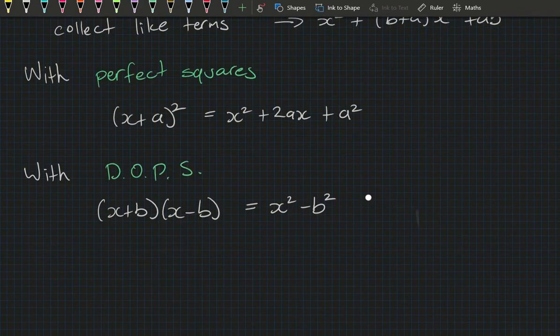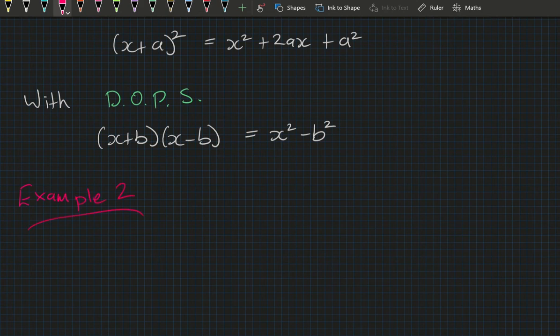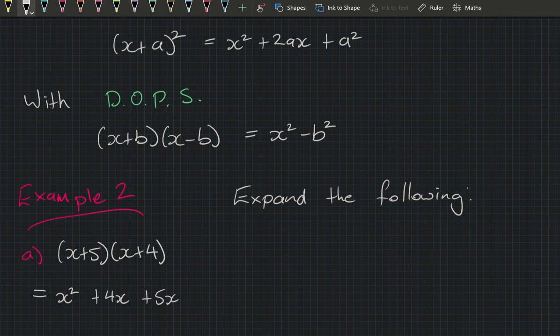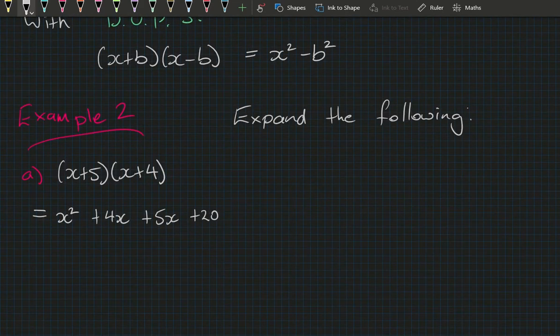Okay, so with those in mind, let's move on to example 2, where we're going to expand the following. So for part A, we've got x plus 5 multiplied by x plus 4. So using FOIL, we get the first 2, which is x squared, then the outside 2, which is x times 4 or 4x, the inside 2 is 5 times x. Finally, the last pair is 5 times 4. And 4x and 5x are like terms, so we end up with x squared plus 9x plus 20.